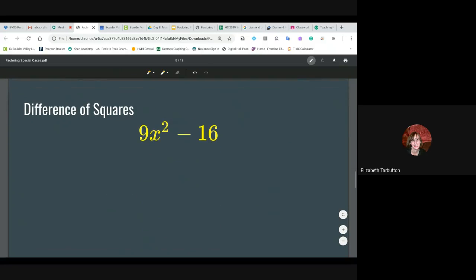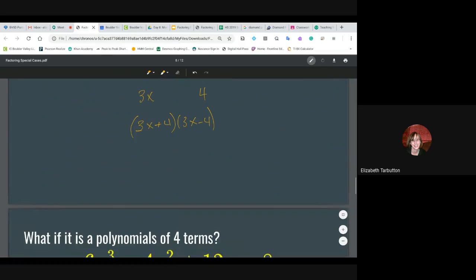Here's another one. So this one, it's a perfect square here and a perfect square here. The thing is we don't have a 1 in front. So the square root of 9x squared is 3x. And the square root of 16 is 4. So using our trick, we can do 3x plus 4 and 3x minus 4. We don't even have to use the box or the diamond problem, just real quick.